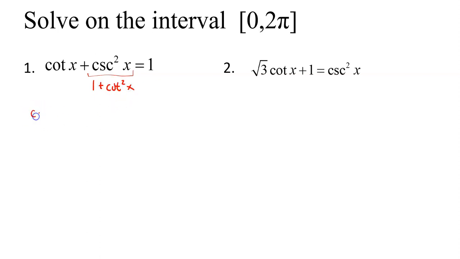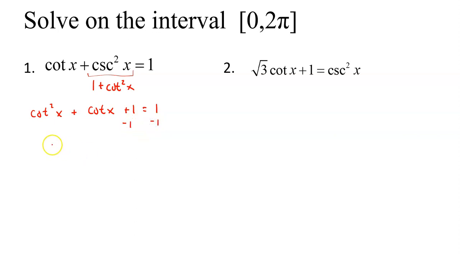And now I've simply got cotan squared x plus cotan x plus 1 equals 1, right? So I rearrange them in order. I put the cotan squared first. I put the 1 at the end. I put that cotan in the middle. Interesting situation, because I got a 1 on both sides.